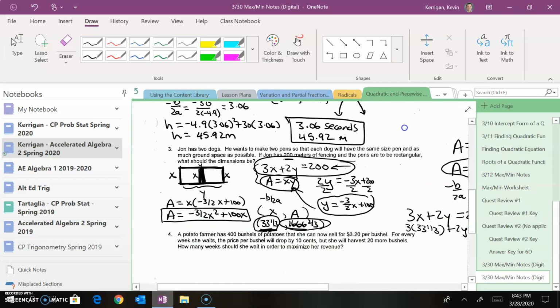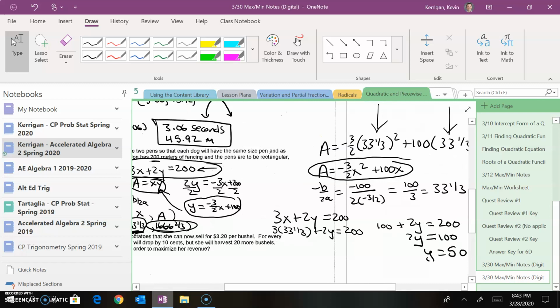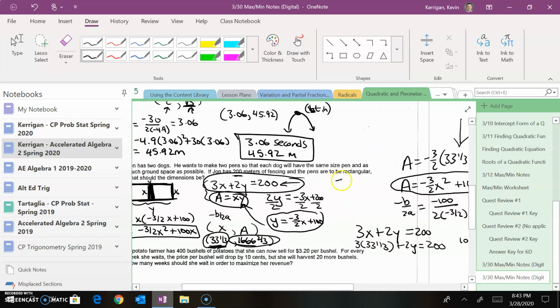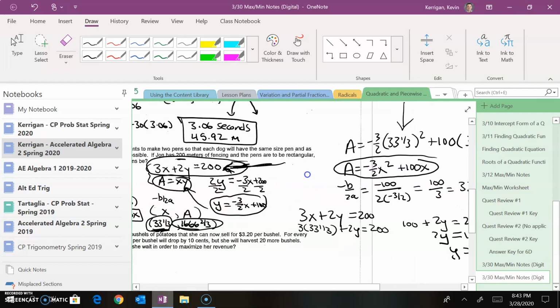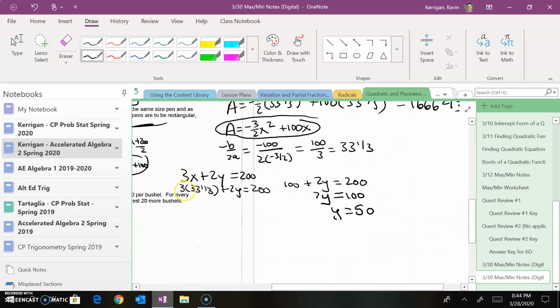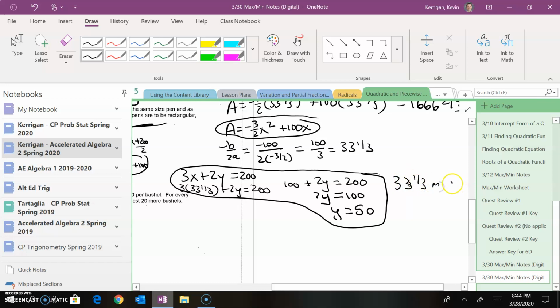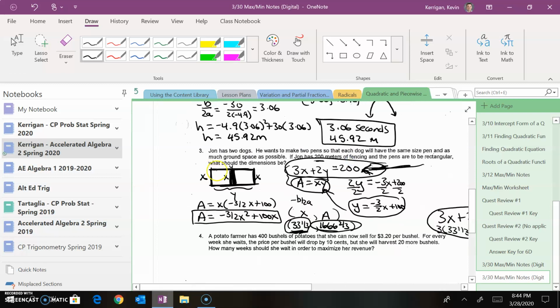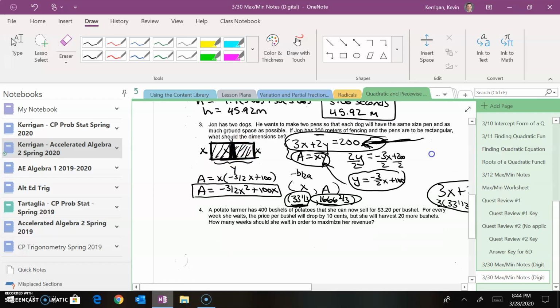Now the problem itself asked for the dimensions. So we found the x dimension to be 33 and 1/3. If you just use this equation up here of 3x plus 2y equals 200, I did that work right down here to find my y value to be 50. So the dimensions we should have had are 33 and 1/3 meters by 50 meters, that's this big rectangle here, all said and done. Okay, so sorry about that. I rushed through that last video.